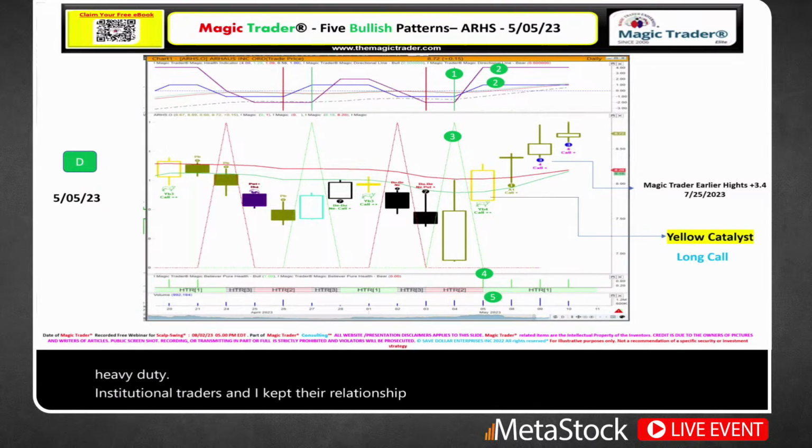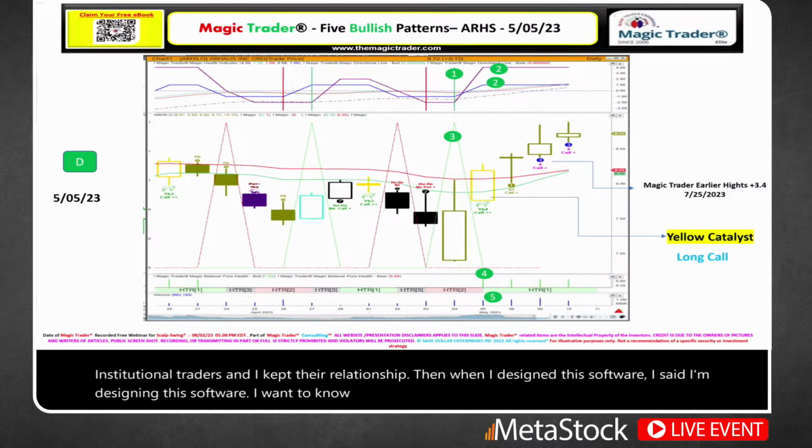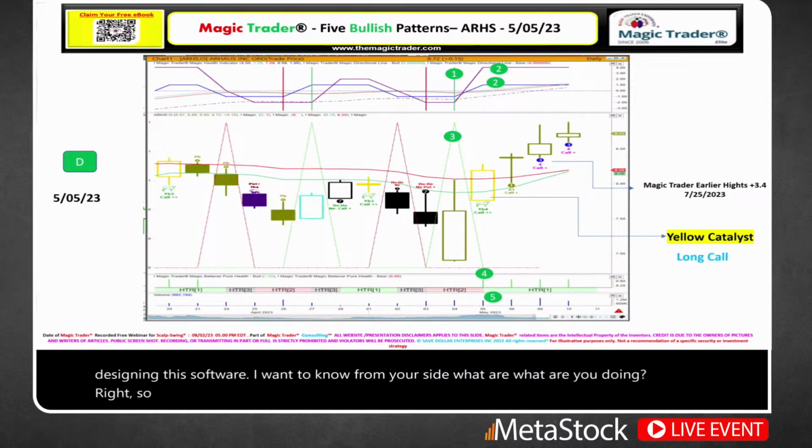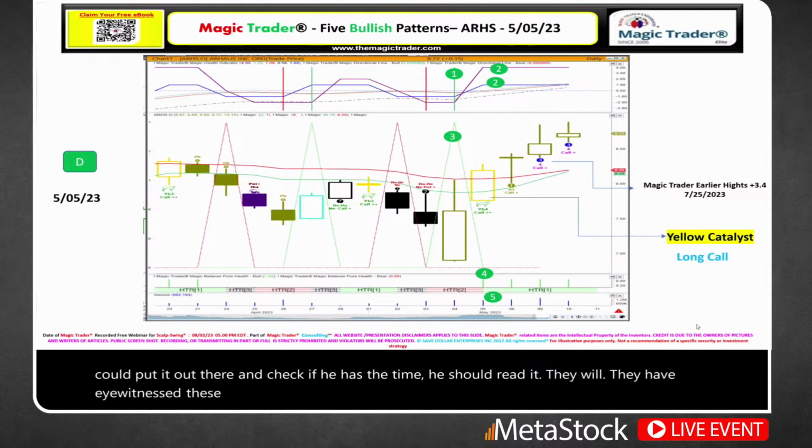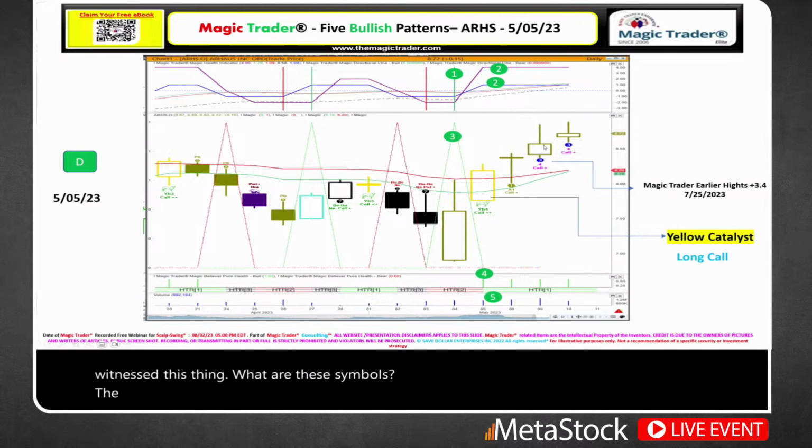Then when I designed this software, I said, I'm designing this software, and I want to know from your side, what are you doing? So I got a lot of confirmation. Even today, anybody from my room could put it out there, and Jeff, if he has the time, will read it. They are eyewitnesses. The trainings are recorded showing which symbols the institutions are coming into, and we have the proof.